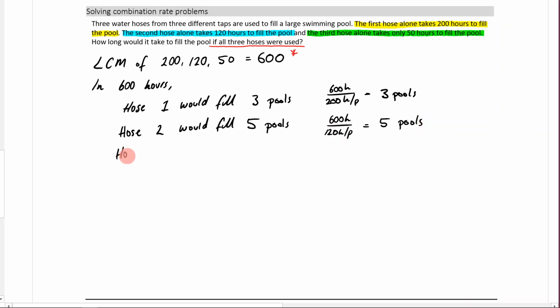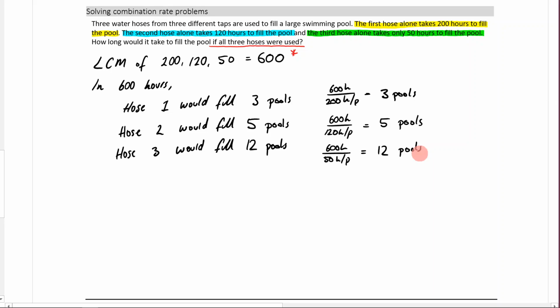And then hose 3 would fill how many pools? Well, hose 3 takes 50 hours, right? So that means it's going to fill 12 pools. And that makes sense because if it takes 50 hours to fill 1 pool, then in 600 hours, it will fill 12 pools. And the maths that I'm doing here is 600 hours over 50 hours per pool. And that's going to end up being 12 pools, as we said. And you can think about it as how many times does 5 go into 60? 12 times, 12 pools. Perfect.